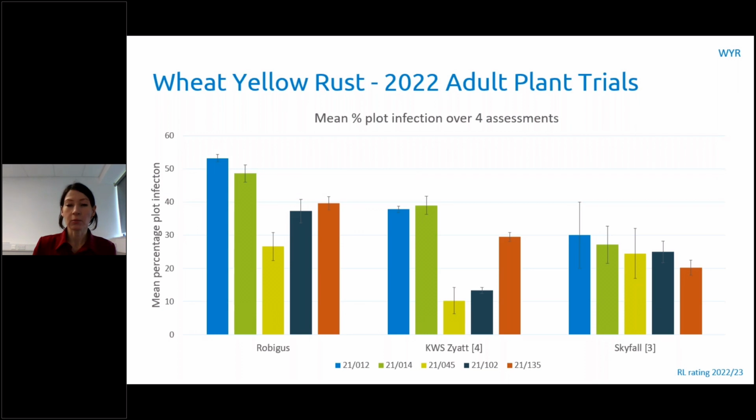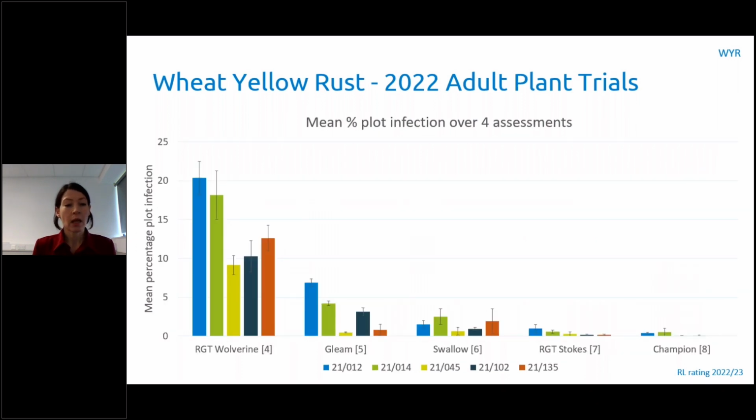So if we have a look at some of the other varieties we included, we have RGT Wolverine first. I should point out that I've changed the scale on the y-axis here, so we were going up to 53% on the first slide, but now we're only going up to 20%. So Wolverine was infected in all 5 trials at around the 9 to 20% mark.